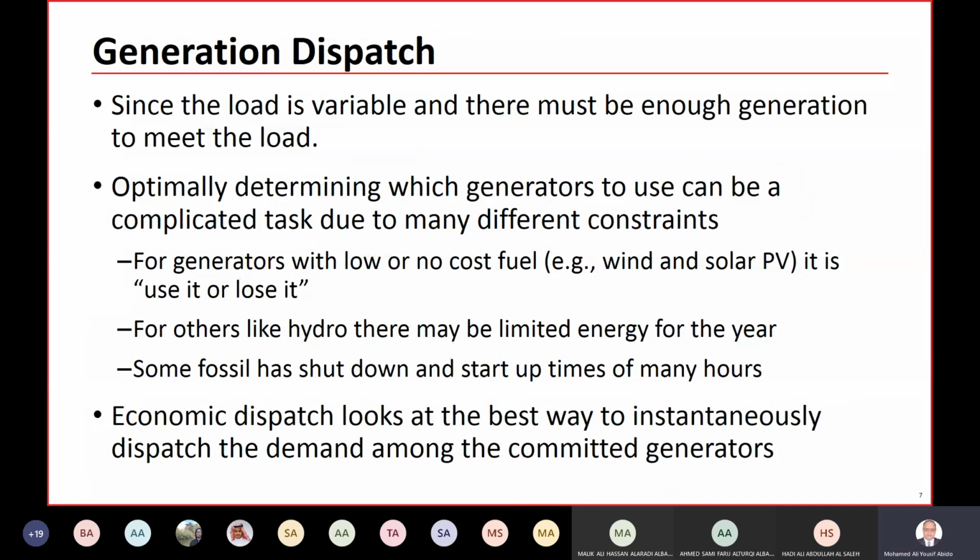Since the load is variable and there must be enough generation to meet the load, as we mentioned, electricity is a fresh commodity. You generate and consume. No storage, unless of course you have energy storage like batteries or supercapacitors. But generally, even the energy storage system is still a bottleneck in power systems. You cannot store energy in high capacity so far.